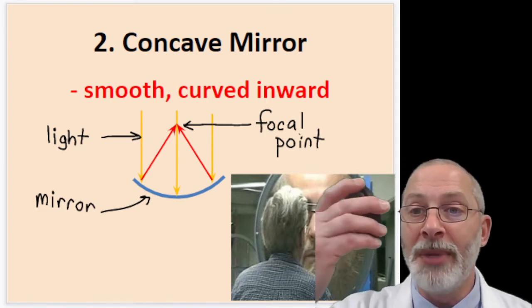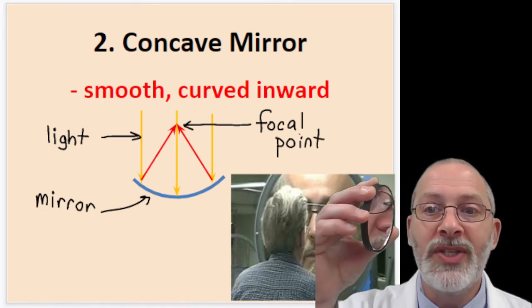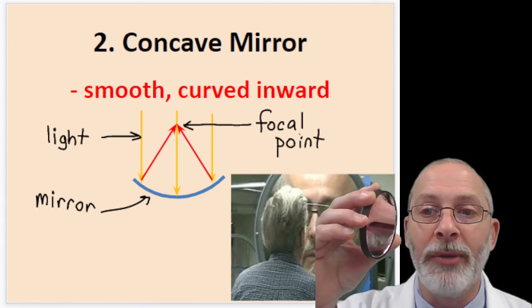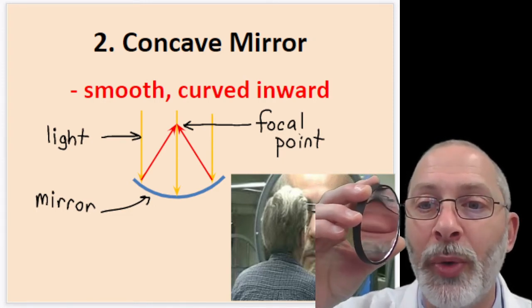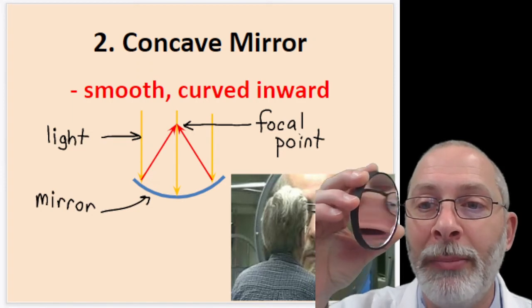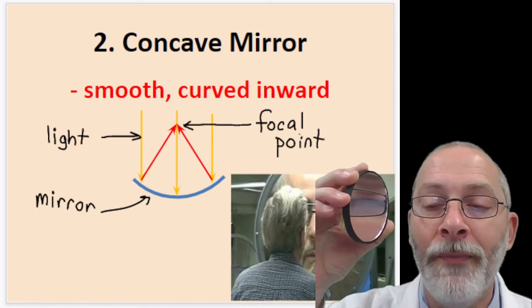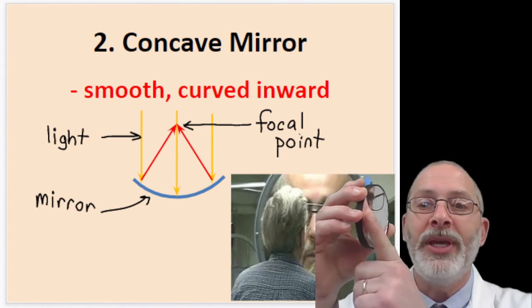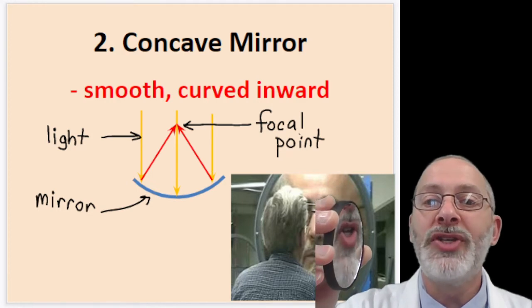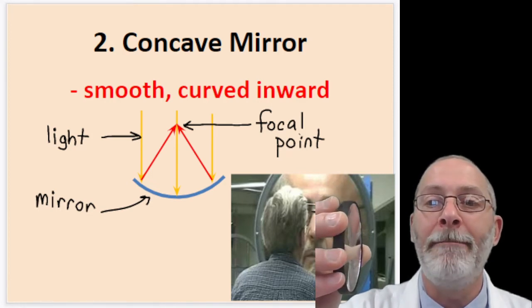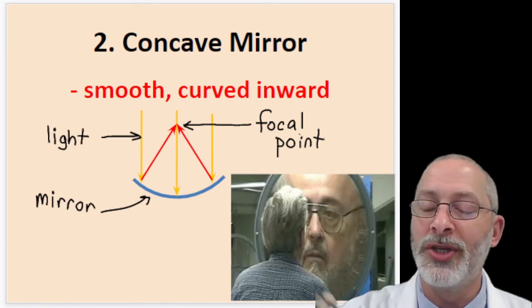If you have a mirror like this one here, whoa, you can see that oh my goodness, look at my nose. My nose is looking a lot bigger with this mirror than it did with the plane mirror. How about my eyeball? Look at my eyeball. Whoa. This mirror is curved inward. Mirrors that you might have at home, like makeup mirrors, are concave mirrors.